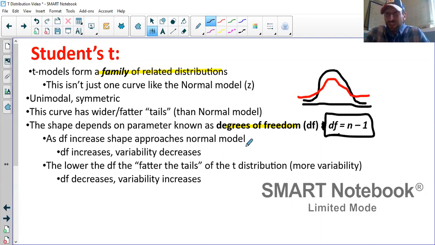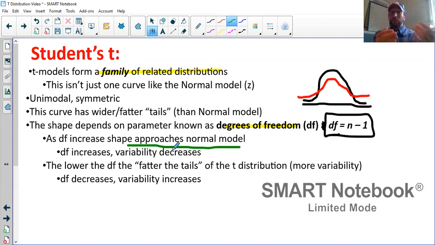As the degrees of freedom, as the sample size increases, our shape gets more approximately normal. So the larger the sample size, the tails kind of go down and match that black normal model. Or in other words, as the degrees of freedom increase, our curve is less spread out, right? It more mirrors that normal model.